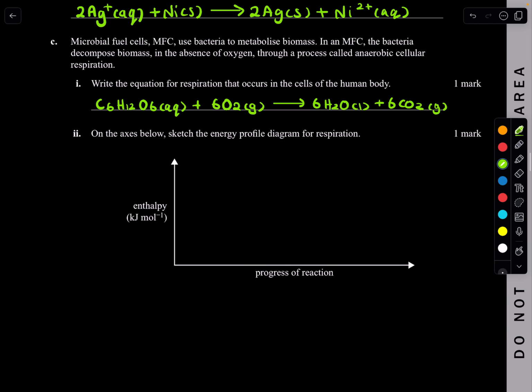On the axis below, sketch the energy profile diagram for respiration. So it's only 1 mark, so you just want the shape of it. Now, easy. We know this here is a combustion reaction, like what we said. Remember, you're reacting a fuel, in this case your glucose, with oxygen gas, and hence we're producing CO2 and water. So this is an exothermic reaction, so it's going to look like this. For an exothermic reaction, it's going to look like this. Done. Easy.